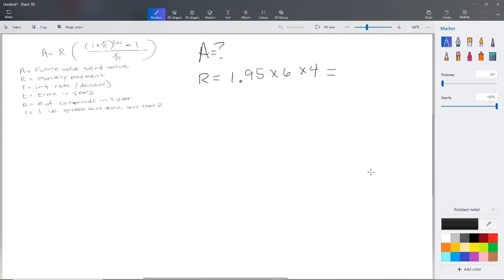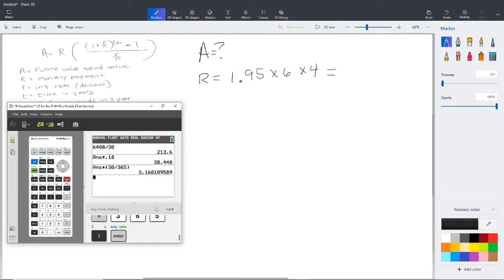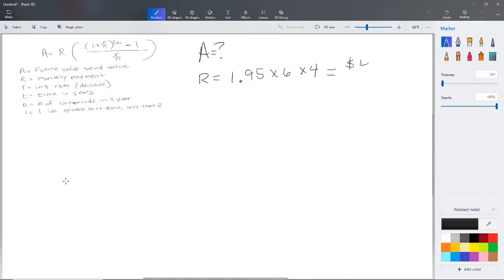Let's bring up our calculator. Clear off any old results. 1.95 times 6 times 4 is going to give us $46.80. So it looks like his monthly trip to the bank or electronic deposit or whatever he's doing to get the money into the annuity is going to be $46.80. All right. So big R, $46.80.